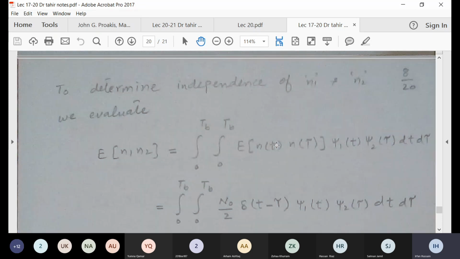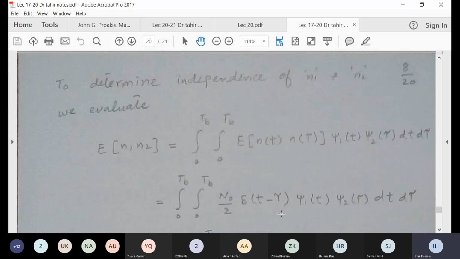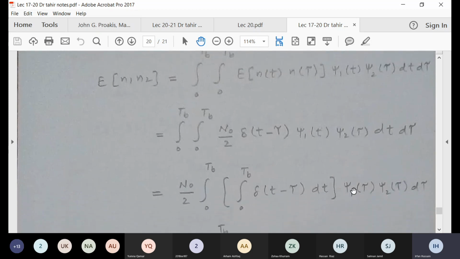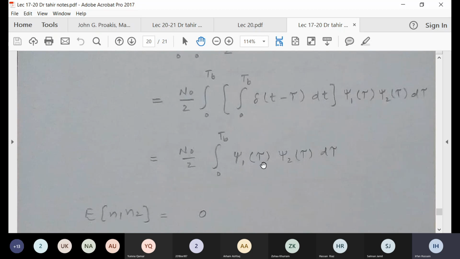alright, so you have n1 and n at tau, and again this is white noise. Autocorrelation will be delta of t minus tau, and again we have seen that this will make delta 1 tau, and again you will have delta 1, but this time delta 2. So this is again orthogonal. This will give you 0.